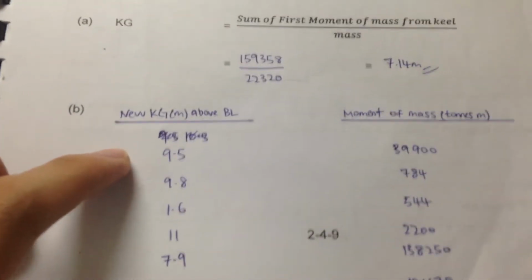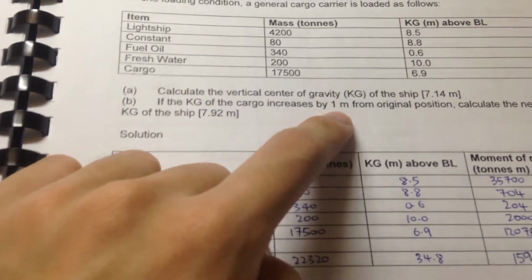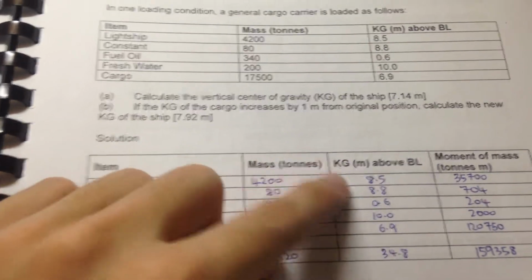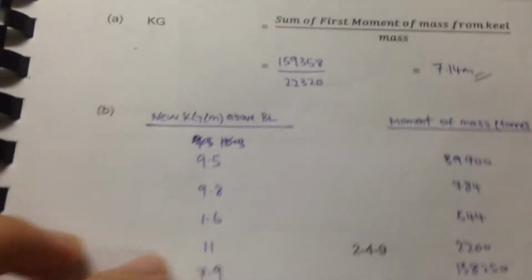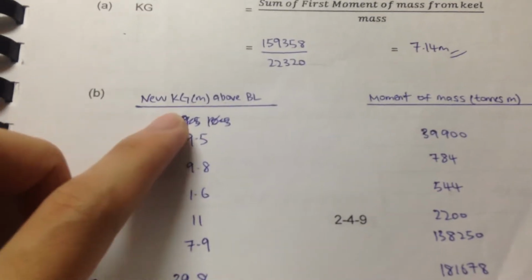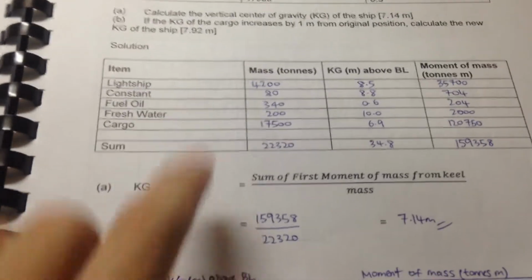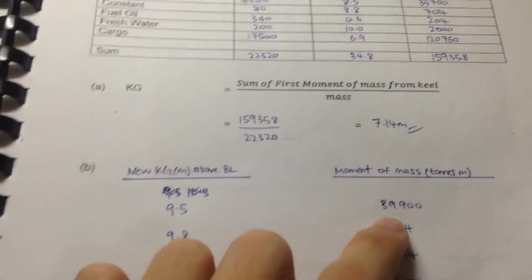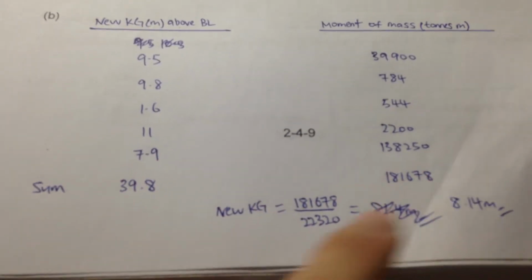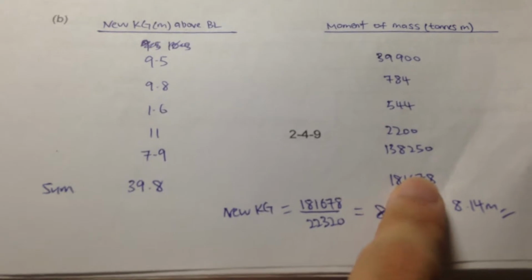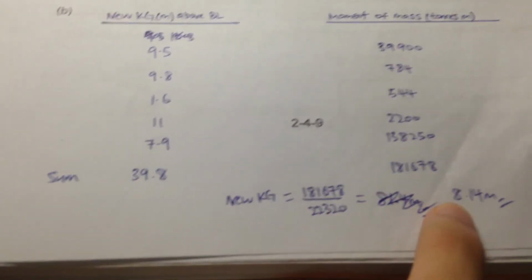Part B is you have to increase the KG by 1 meter, which is you have to add 1 to all of these KG here, and you get a new KG, and multiply the new KG with the mass again to find the moment of mass, and add all of them up together. Take the moment of mass divided by the mass to find the new KG. Here, 8.14.